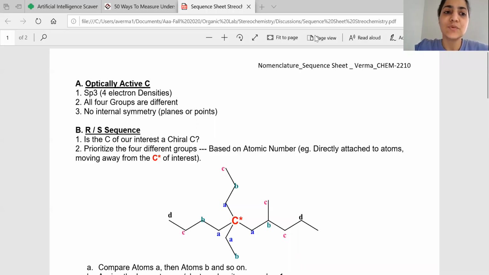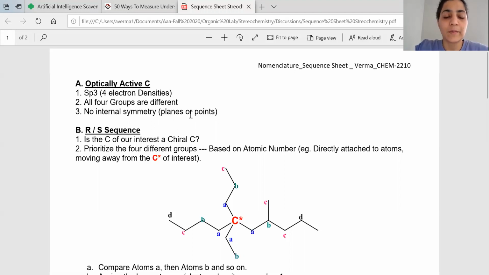One of the first things that you need to know about chiral molecules is that there is a chiral center present. For your course, you should only focus on the carbon, which is chiral. So there are three requirements that we have to fulfill for a chiral carbon. The first is it must be sp3 hybridized. The carbon should have 4 electron densities around it. It cannot be sp2, it cannot be sp.